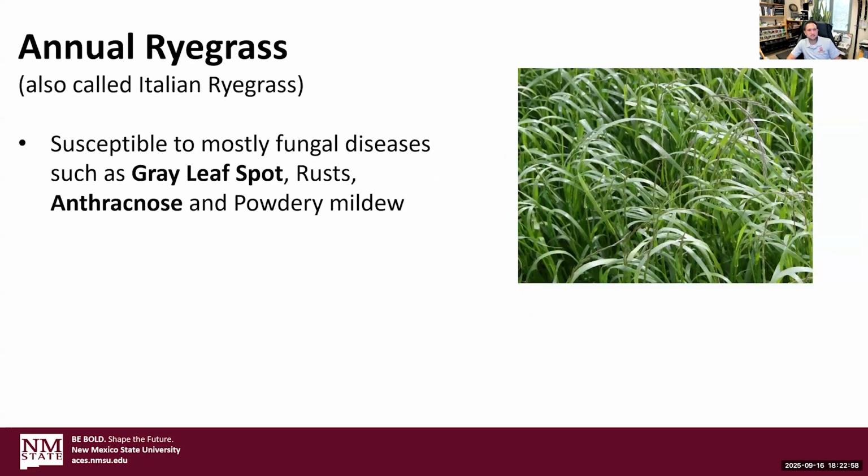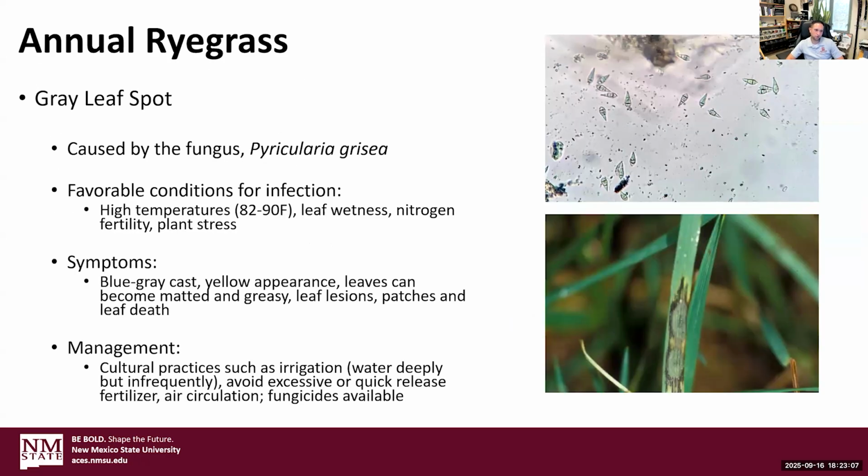Annual ryegrass is susceptible mostly to fungal diseases. Gray leaf spot and anthracnose are the two that we'll highlight. Gray leaf spot, again, is caused by the fungus Pyricularia. I always have a hard time saying that.